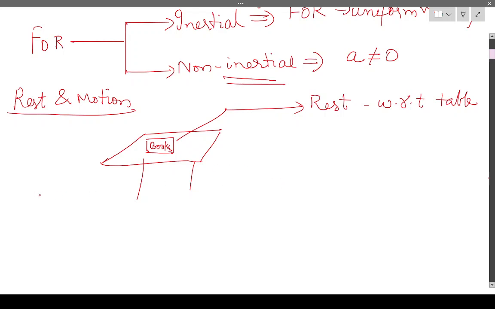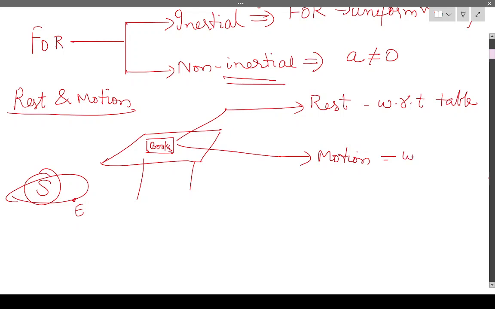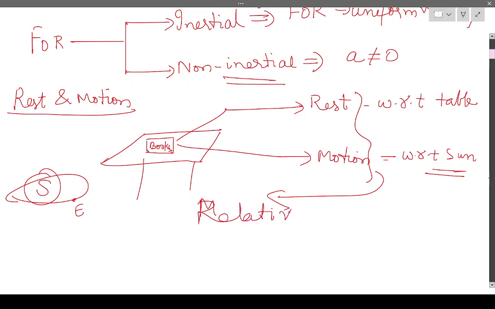Another scenario which I am asking: there is the sun and the earth is revolving around the sun. Now, what about this book? With respect to the sun, it is in motion. Now, can I say that an object which is at rest is always at rest? No. So there is no absolute rest and absolute motion. Rest and motion, they are relative.